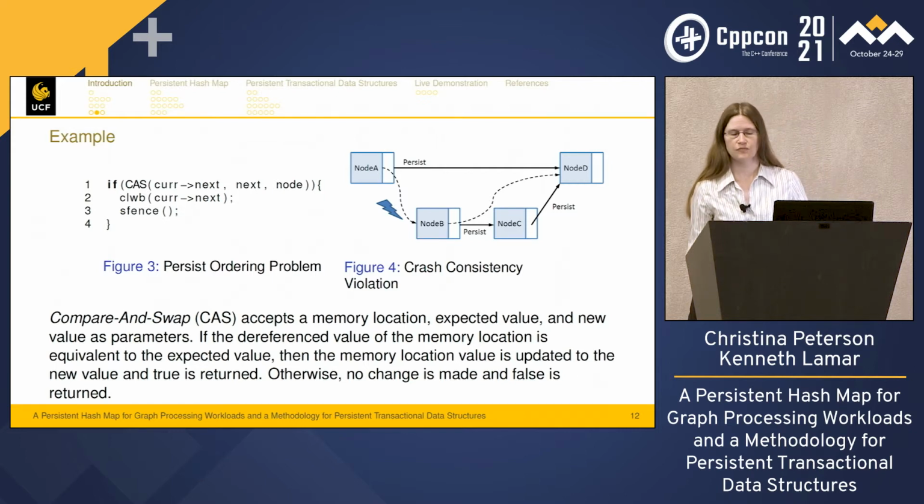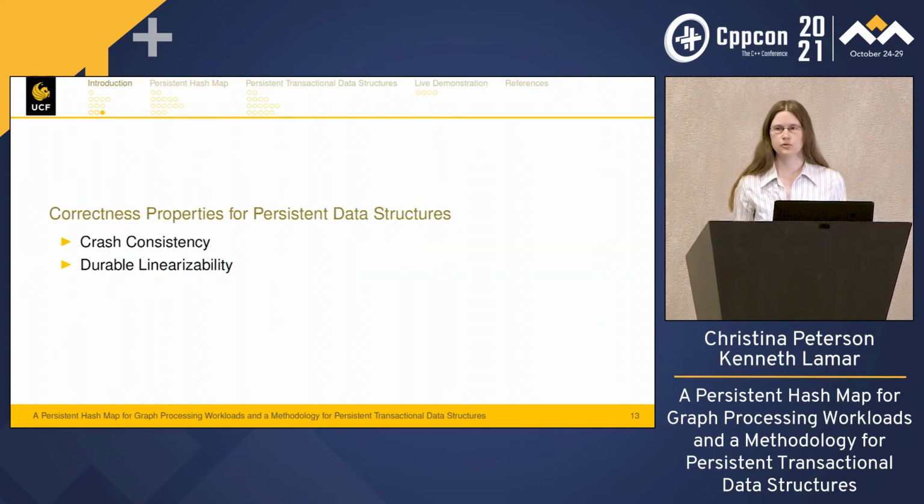Now there's a crash. What happens is that node B and node C are no longer reachable, but they were reachable in the state prior to the crash. So this violates crash consistency. There have been correctness properties defined to be able to define correctness for persistent data structures. Crash consistency is a property where an application can be recovered to a consistent state after the crash that was consistent with some state that was valid before the crash occurred.